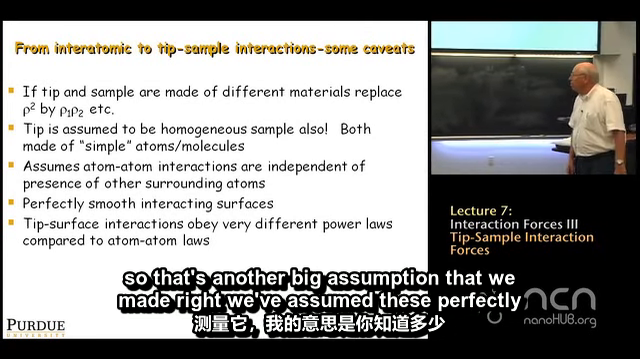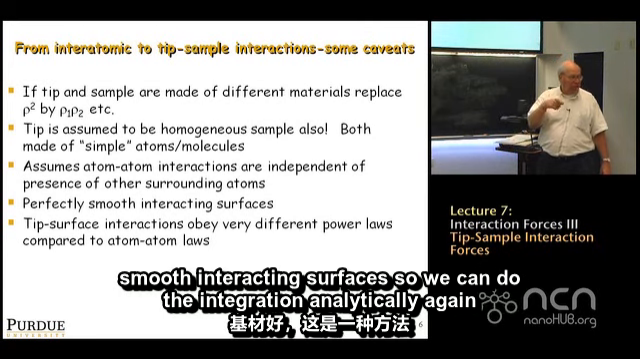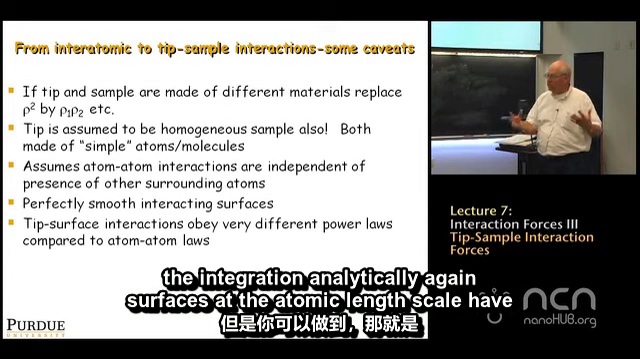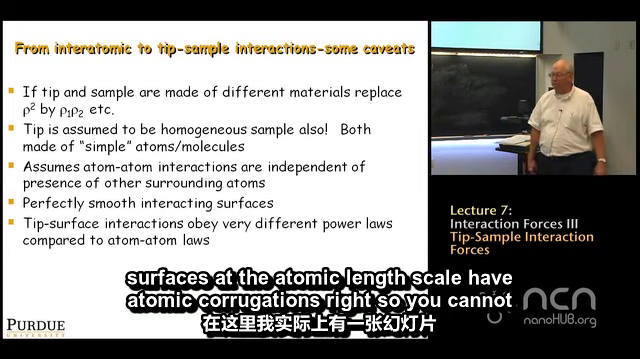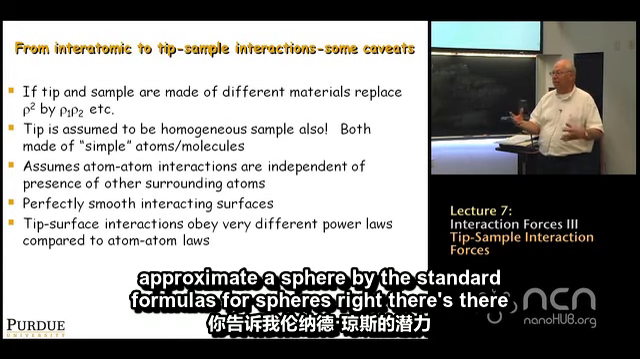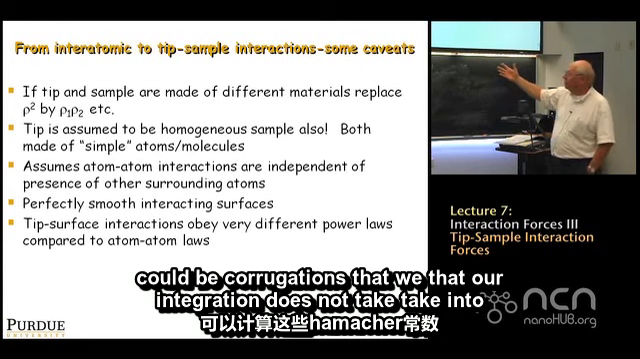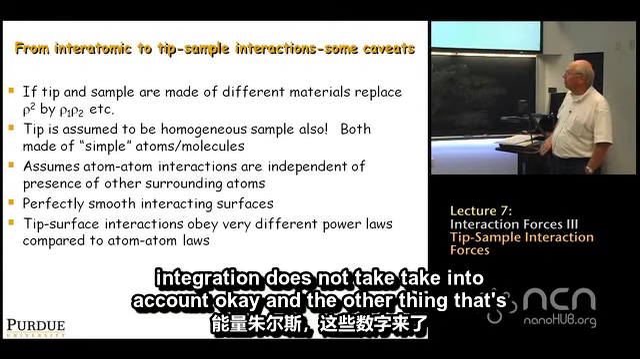We've assumed these perfectly smooth interacting surfaces so we can do the integration analytically. Again, surfaces at the atomic length scale have atomic corrugations, right? So you cannot approximate a sphere by the standard formulas for spheres, right? There could be corrugations that our integration does not take into account, okay?